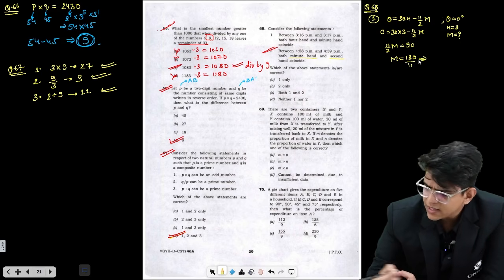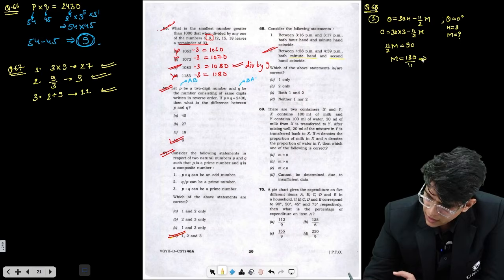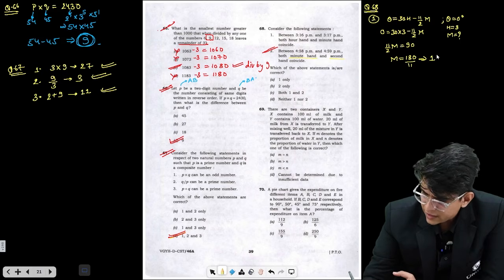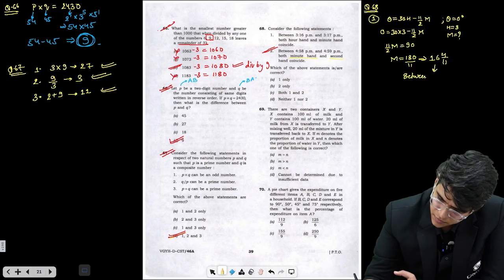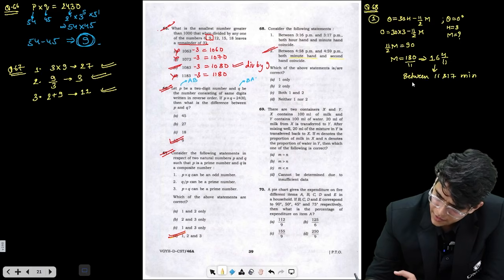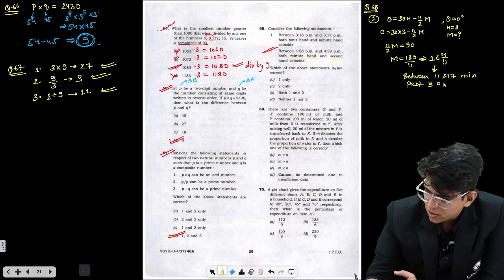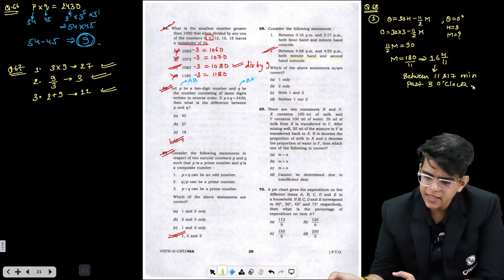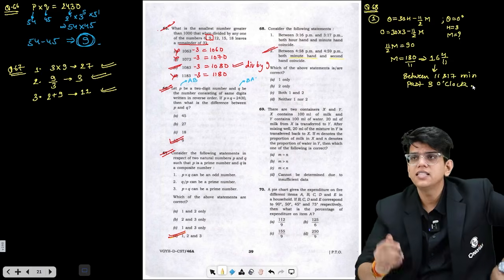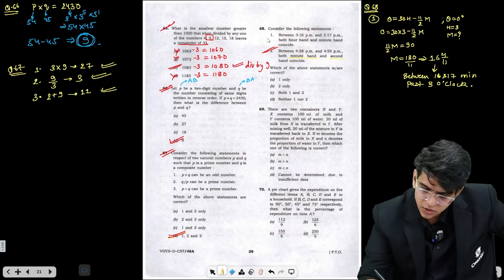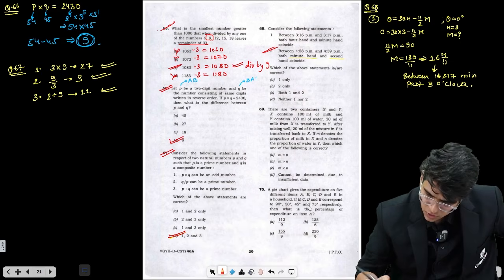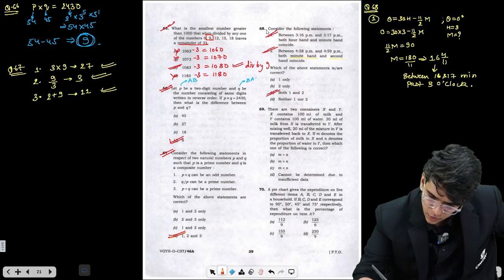If you divide this, 11 ones are 11, we are left with 17. This is 16 4 by 11. Between 16 and 17 minutes past 3 o'clock. So basically the time will be between 3:16 and 3:17, which is given to us in the question also. Okay, so this is also correct. The first statement is also correct. So both these statements are correct, both 1 and 2.